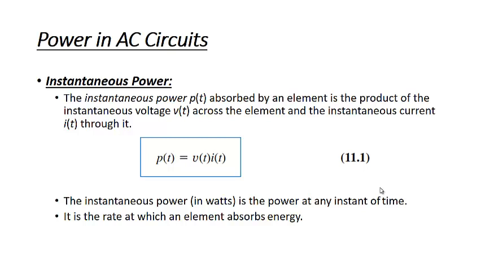Let us first discuss the instantaneous power. The instantaneous power, which is denoted by p(t), absorbed by the element, is the product of the instantaneous voltage v(t) across the element and the current through it i(t). So p(t) is equal to v(t) into i(t). The instantaneous power in watts is the power at any instant of time. It is actually the rate at which the energy is absorbed by the circuit element.